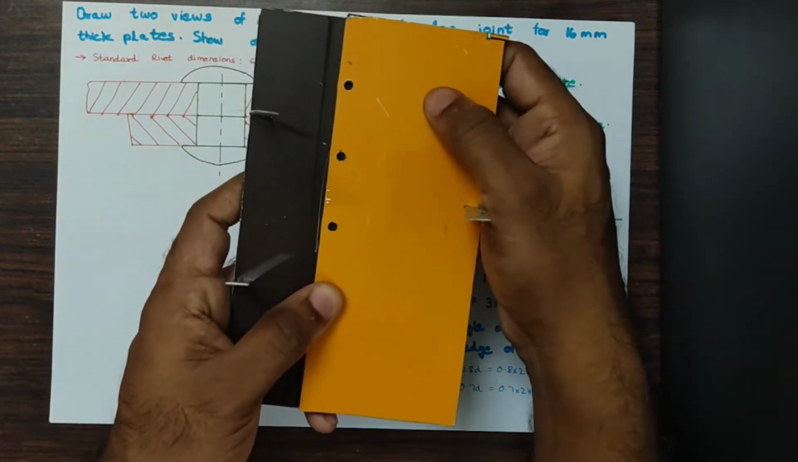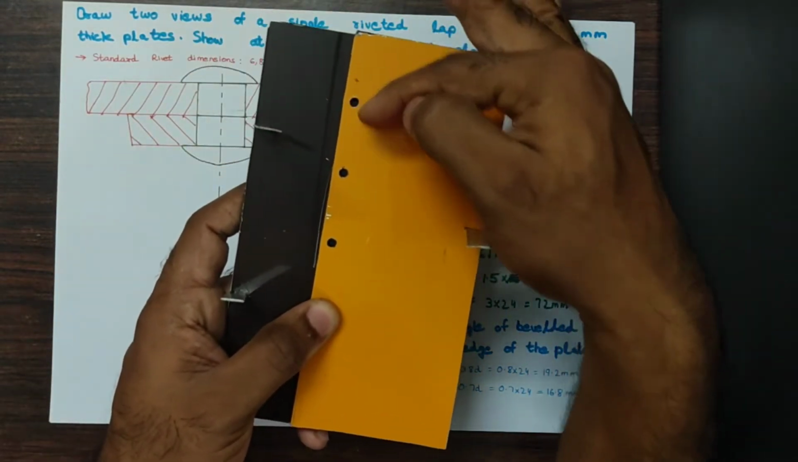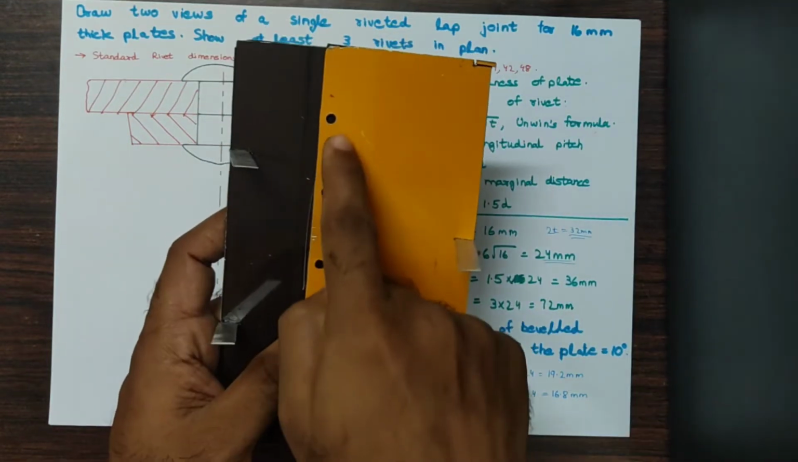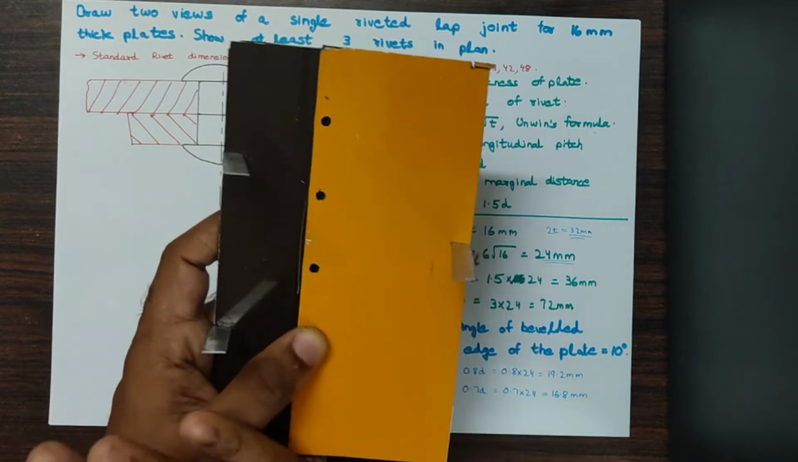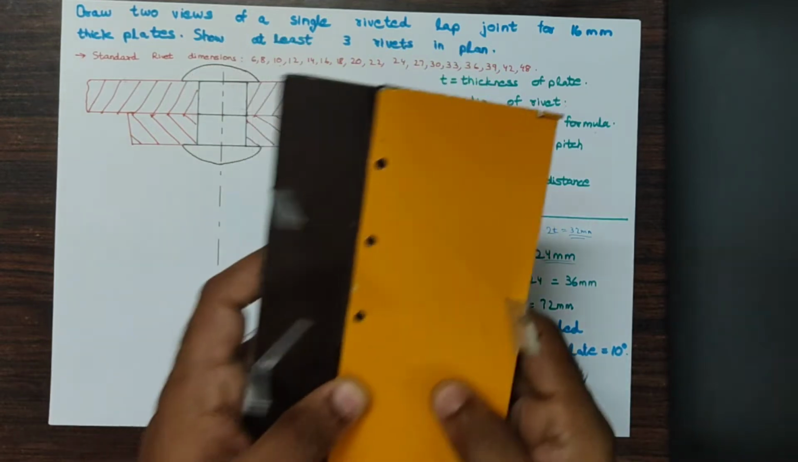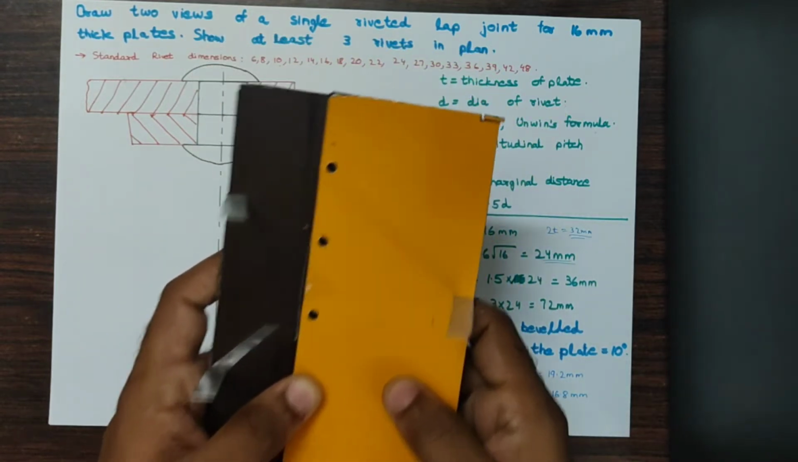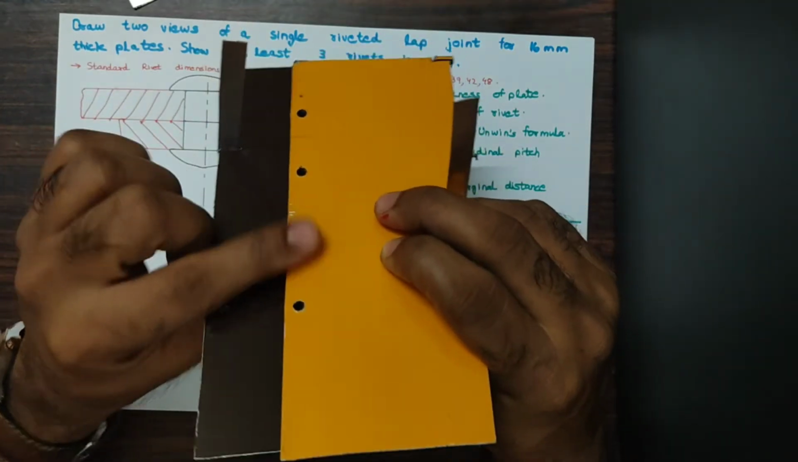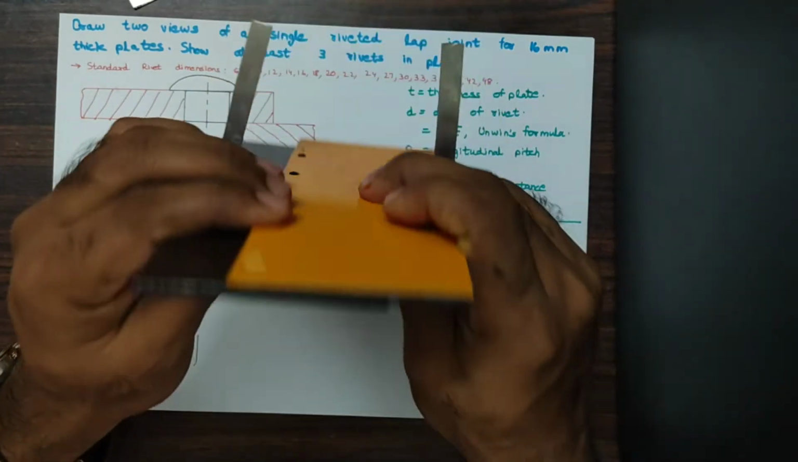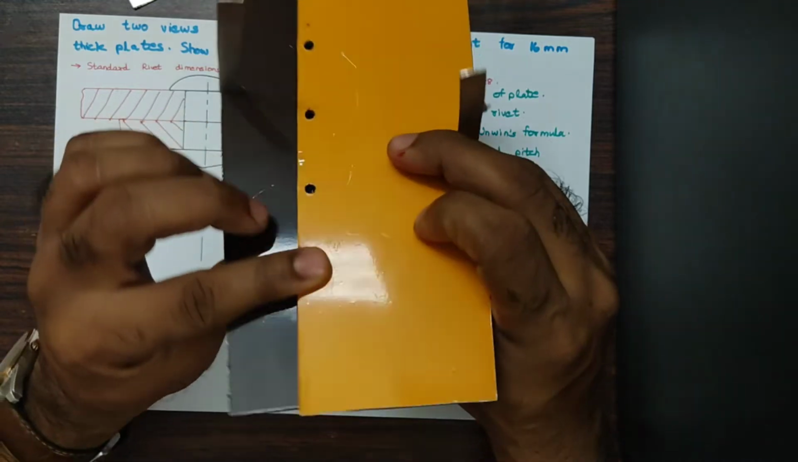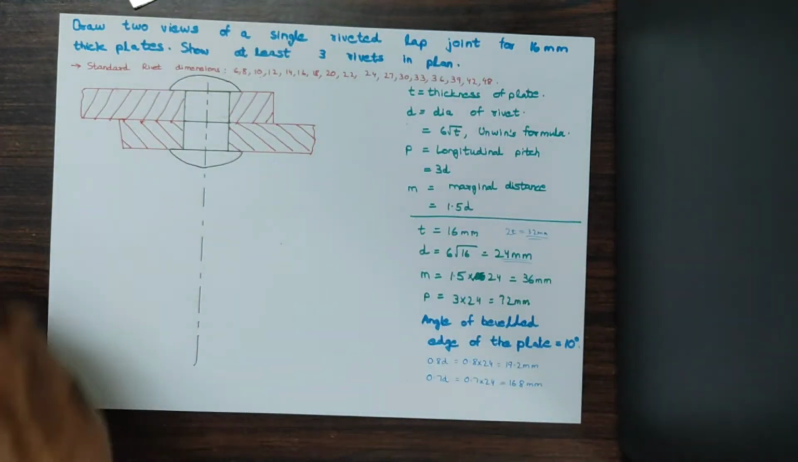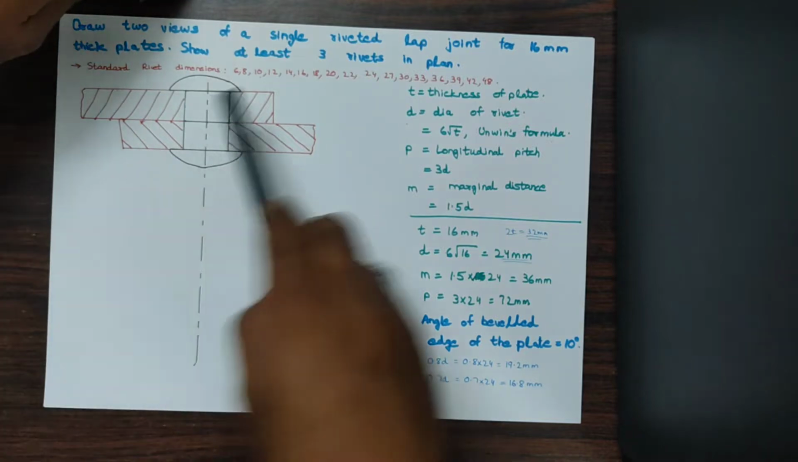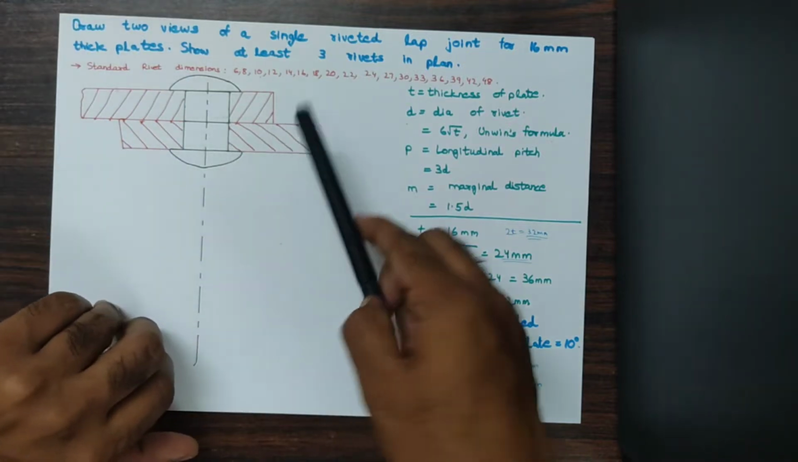So I have taken 2 plates and I am having 3 rivet holes, and through these 3 rivet holes I will be inserting 3 rivets and I will be obtaining a riveted joint, and I will be drawing 2 views. First one will be the front view and second one will be the top view, and this will be the figure which I will be getting after drawing.